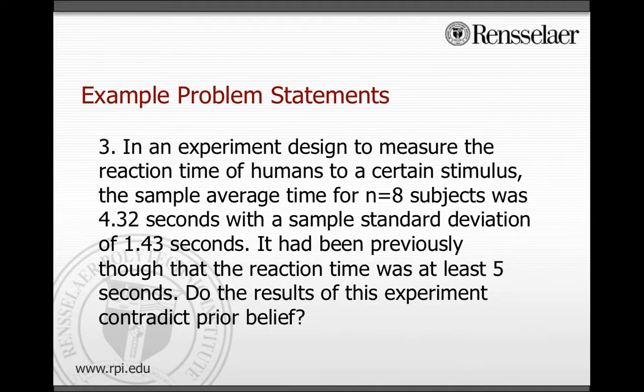And this problem is an example of one that really sets up your hypotheses for you. So you'll note that it says prior belief. It had been previously thought that the reaction time was at least 5 seconds. So in that case, your null hypothesis would be that the true mean is equal to 5, and your alternate hypothesis would be that the true mean is not 5. Or in this case, you could also do the true mean is less than 5.